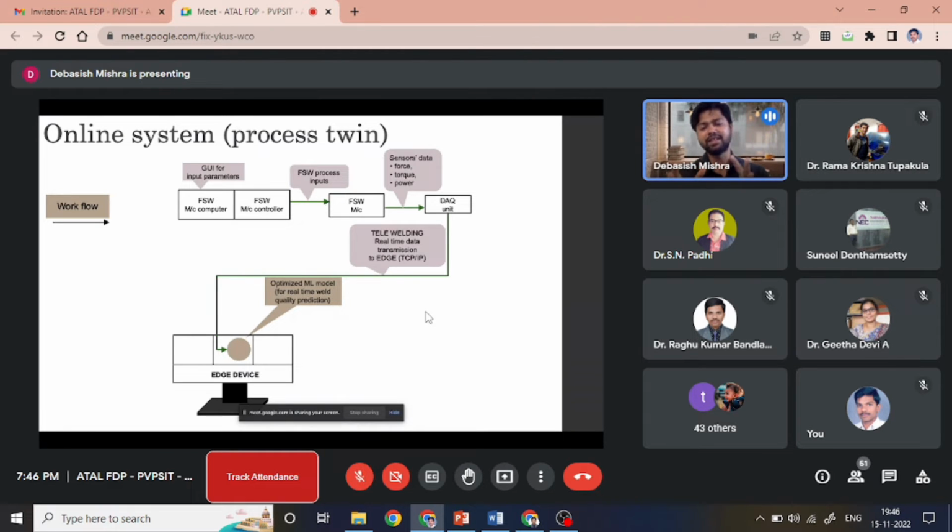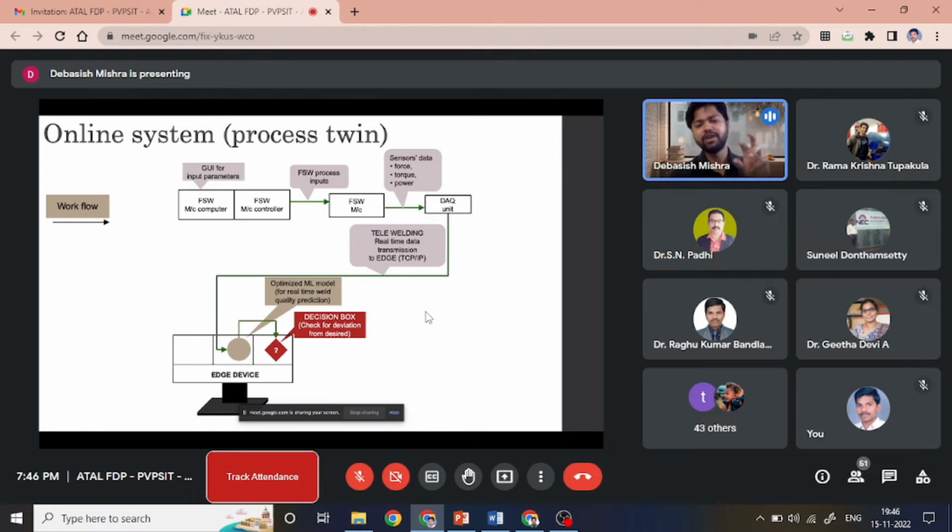In real time, the sensor data is sent using a TCP/IP communication system. TCP/IP is the Transmission Control Protocol of the Internet Protocol, where the FSW machine was considered the client and the edge device was our server. So in real time, we were transmitting the sensor data to this edge device. The edge device is a small computing device where we had one optimized machine learning model that predicted the quality of the weld in real time.